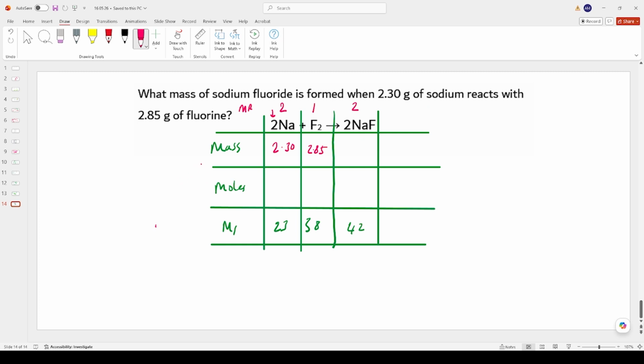So, let's go with the sodium first. Okay, so let's do this one first. So the formula is mass divided by MR is moles. So who did 2.3 divided by 23 and got 0.1? Anyone get 0.1? Okay, so that's going to be 0.05 and that's going to be 0.1.